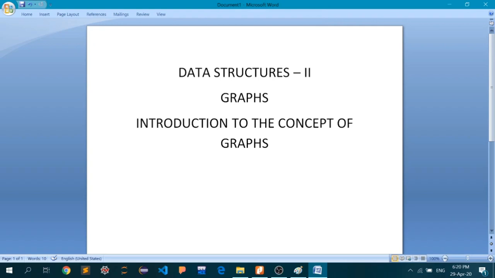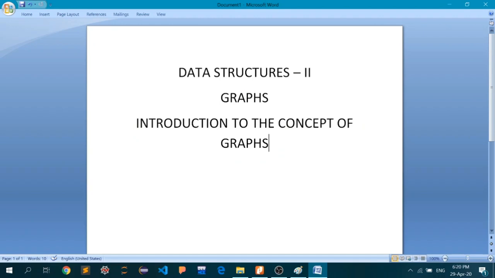The broad topic, or subtopic, of advanced data structures, or Data Structures 2, that we are going to discuss for the next few lectures will be graphs. Graphs is an advanced data structure. I will not call it a data type but a data structure. And in today's lecture we are going to discuss the introduction to the concept of graphs.